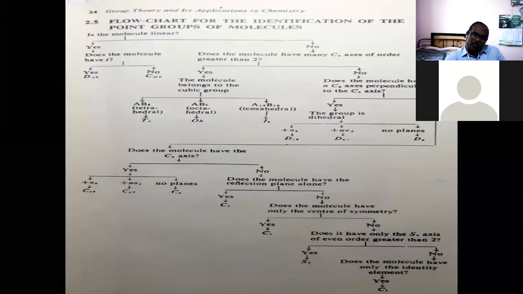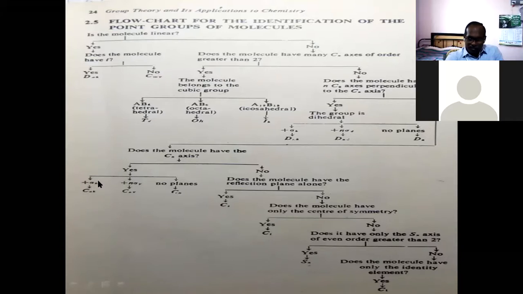Suppose here also you get the answer no. If you get the answer no, what does it mean? The molecule does not have a Cn axis with n greater than 2. That means it has only a C2 axis. Then if it is no, you move over here. Does the molecule have a Cn axis? Yes, it contains the Cn axis only, not a perpendicular C2 axis. So if it contains a Cn axis only, come here.